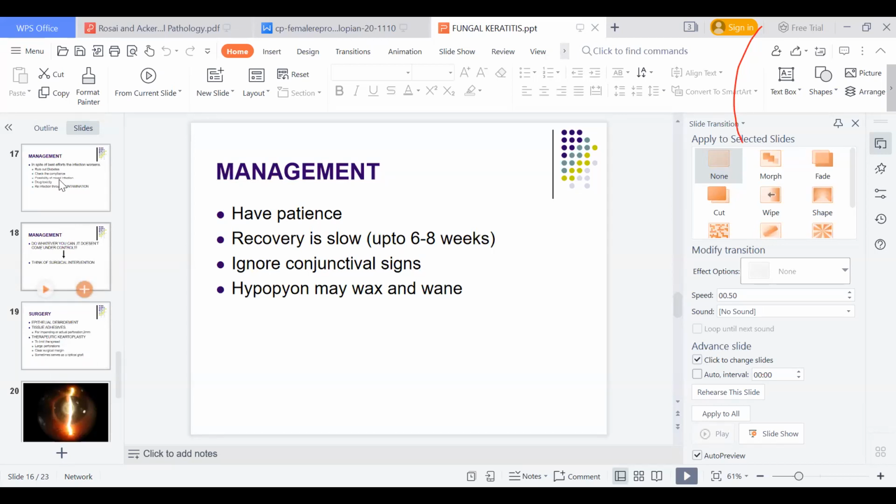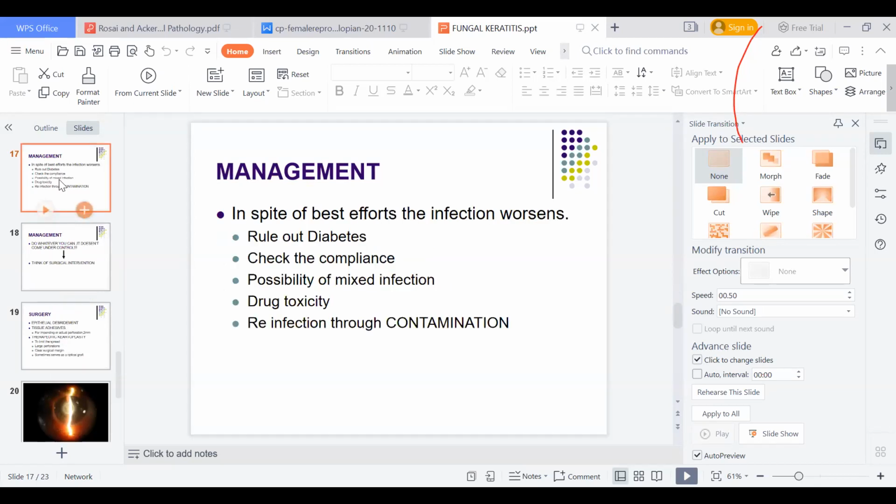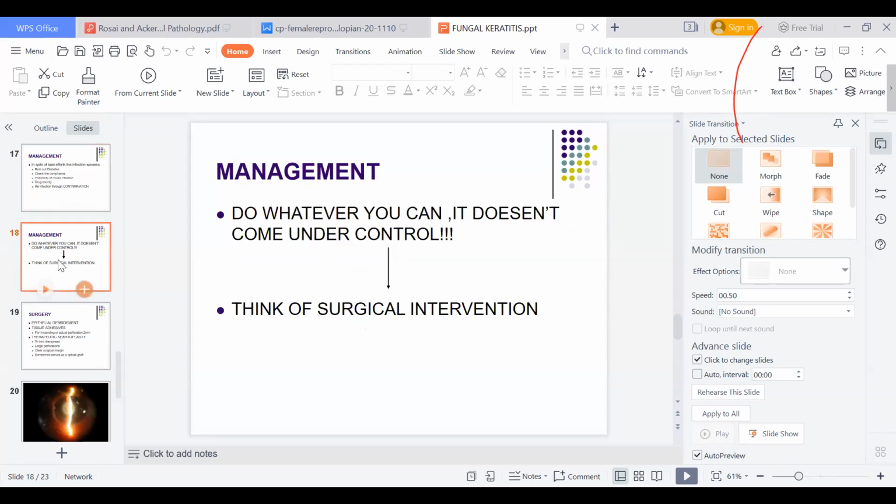Sometimes in spite of best efforts, the infection worsens. So we have to rule out other issues. We just talked about that. Rule out diabetes, check the compliance. This is a major problem, and we never check it. Consider the possibility of mixed infection, drug toxicity, and reinfection through contamination of drops, especially when we are giving them after reconstitution. So do whatever you can, and if it doesn't come under control, then the role of surgery comes in.